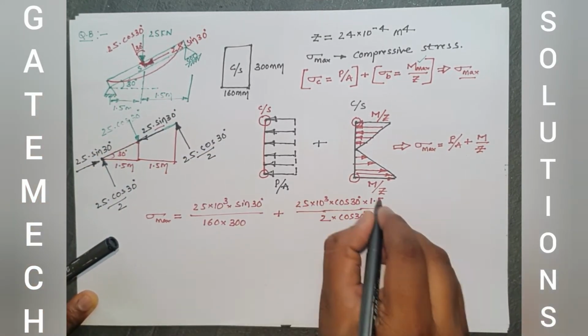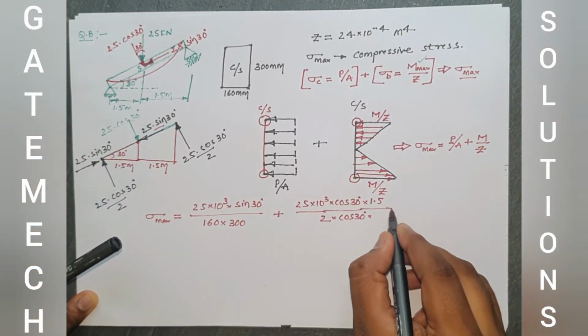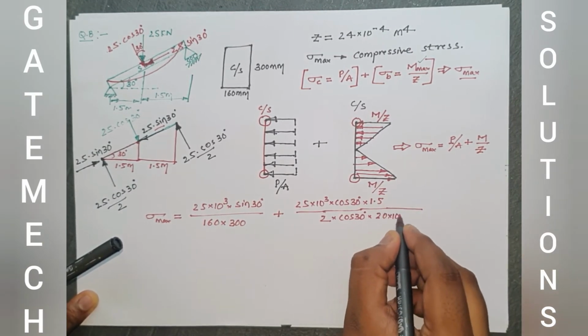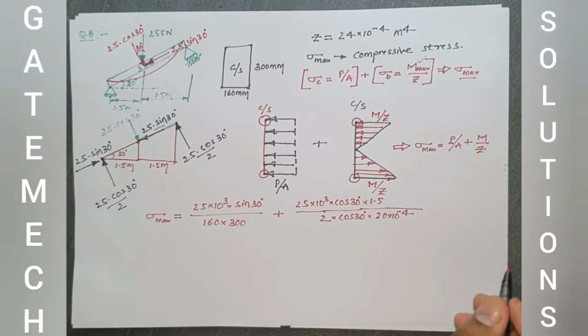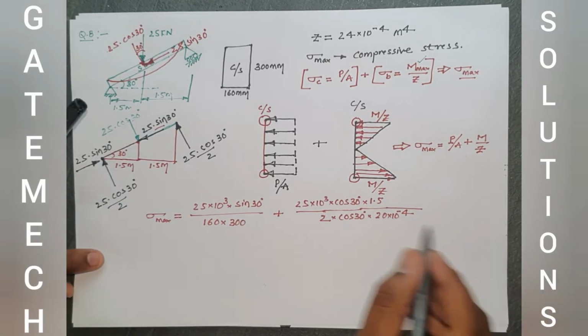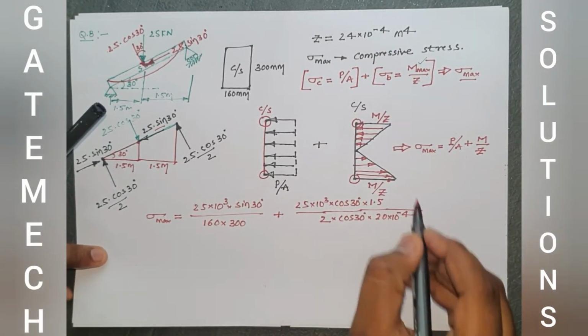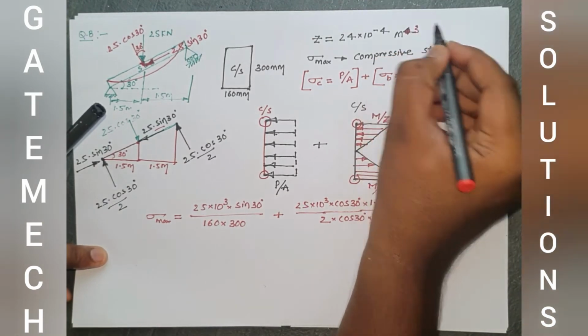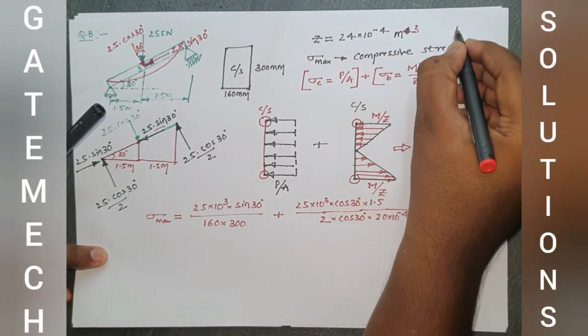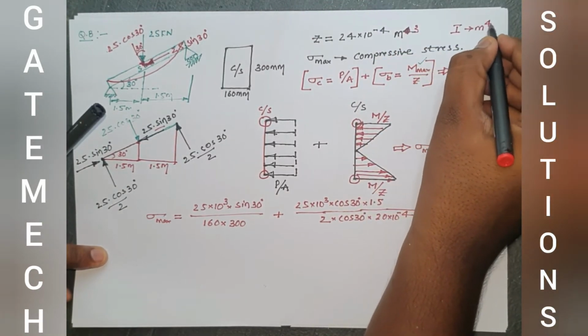Now this is the maximum bending moment divided by Z. Section modulus is directly given in the problem, 20 into 10 power minus 2. But the point is unit conversion is very important. Here I am converting into Newton, but the section modulus I substituted, section modulus having the unit of meter cube. I'm sorry. Whereas I is having the unit of meter power 4.